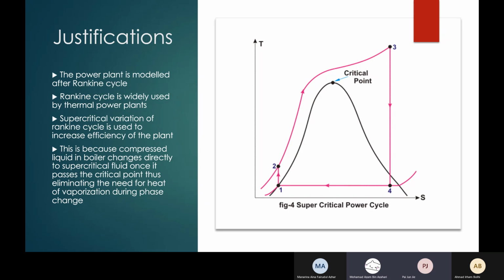We use a supercritical power plant because it is more efficient than a subcritical power plant. The reason for this is that in a supercritical boiler, the compressed liquid changes directly to superheated steam once it passes the critical point, thus eliminating the need for heat of vaporization during phase change. Next slide.